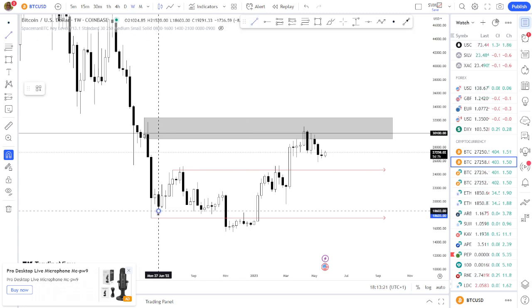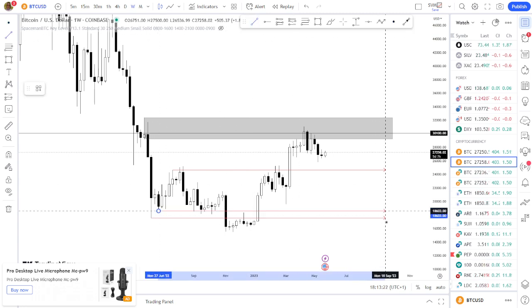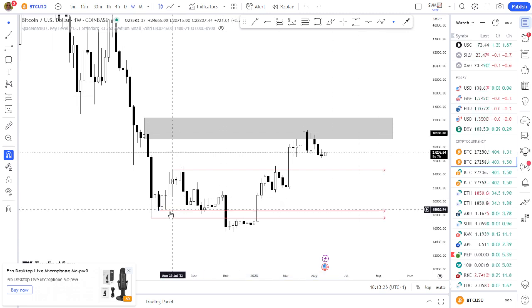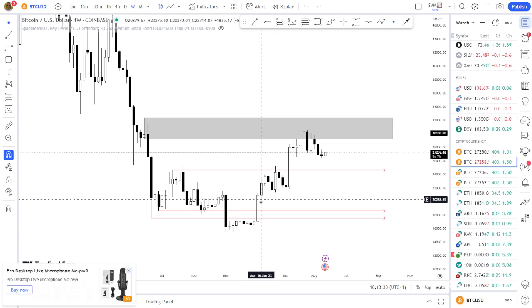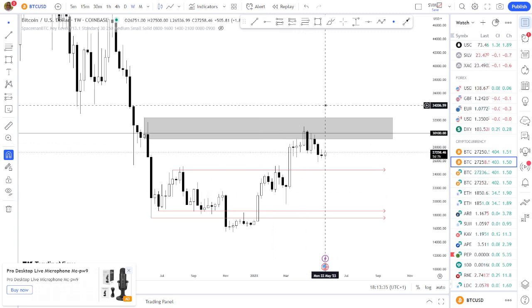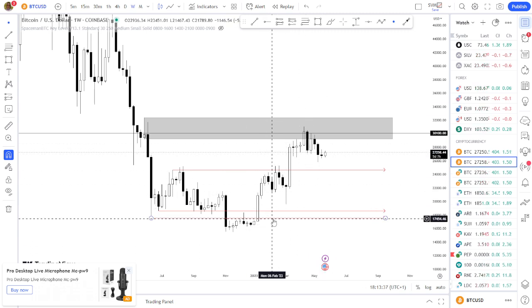So anywhere around here basically is our support area, right? Anywhere around this level. Seller support here, deviated, came back over it, above it rather, before we had the continuation up. So this is one area I'm looking for, right?